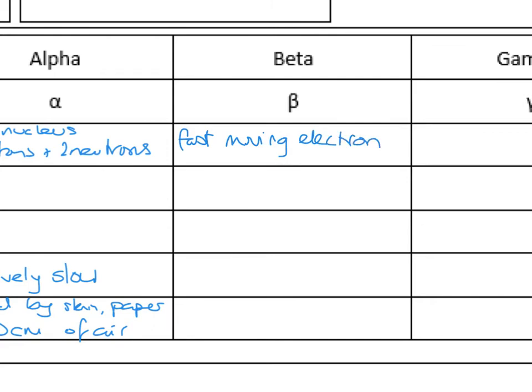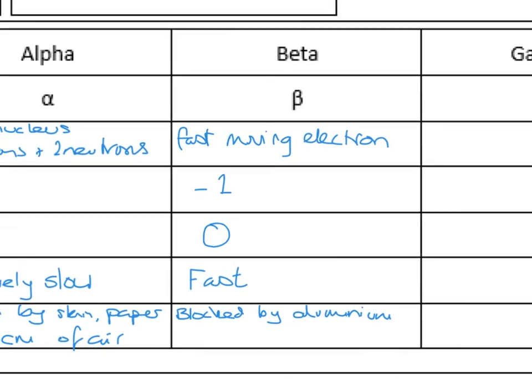Okay, its charge, because it's an electron, is -1. Okay, its mass is 0. It's fast. It's not the fastest one, but it is very fast. Okay, and this is blocked by aluminium foil or about 100 centimeters, so 1 meter of air.